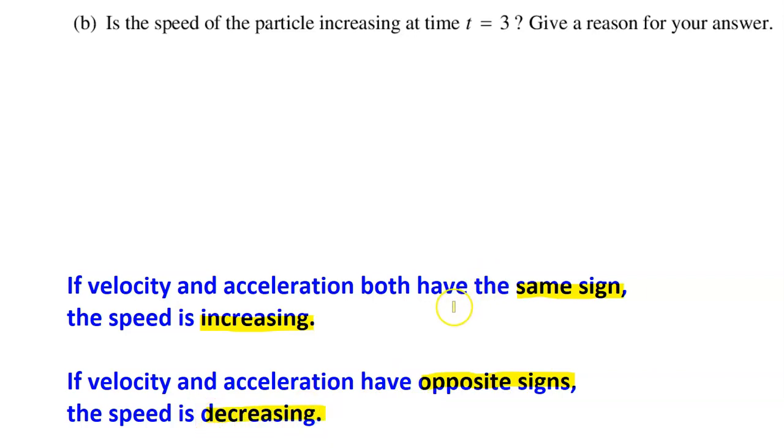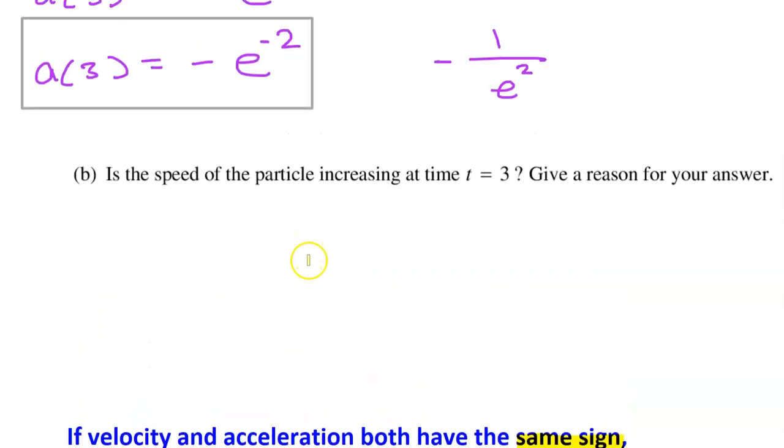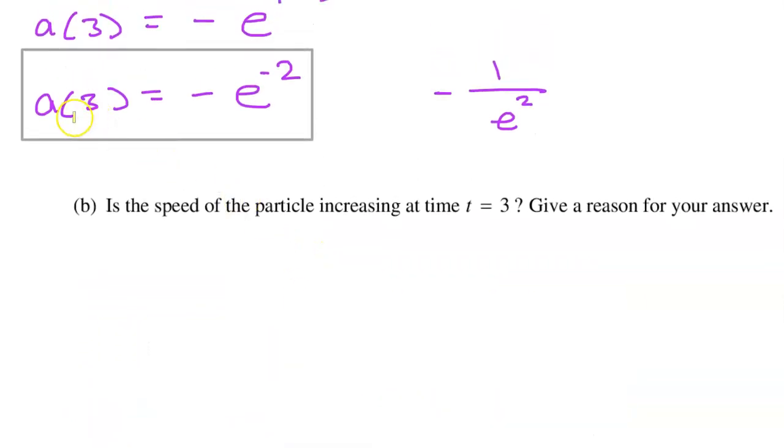I think of it this way. If velocity and acceleration have the same sign, that means they're working together. So that's why the speed would be increasing. If they have opposite signs, then velocity and acceleration are sort of working against each other, and that's why the speed would be decreasing. We already know that the acceleration at time t equals 3 is negative.